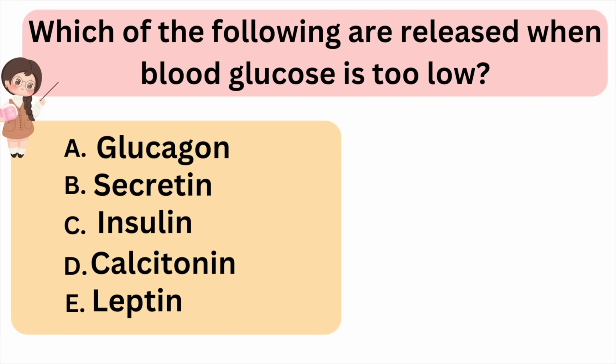Alrighty, question number 6. Which of the following are released when blood glucose is too low? A. Glucagon. B. Secretin. C. Insulin. D. Calcitonin. Or E. Leptin.